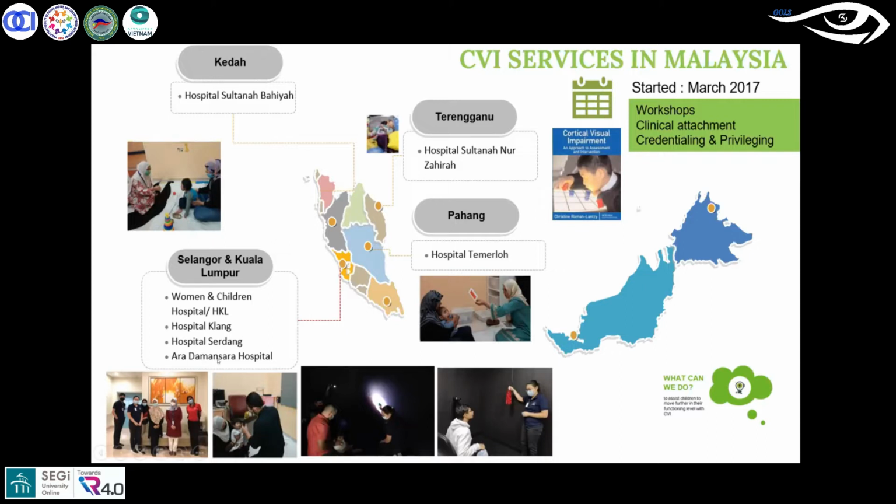Also, I would like to highlight one private hospital, Damansara Hospital, which just embarked on this CVI service in January this year. So we are still in our baby steps of these CVI services. During our early exposure to CVI, we referred to the textbook from the American, specifically from Dr. Christine Roman-Lantzy from the Perkins Vision Institute, and also some textbooks from Gordon Dutton.